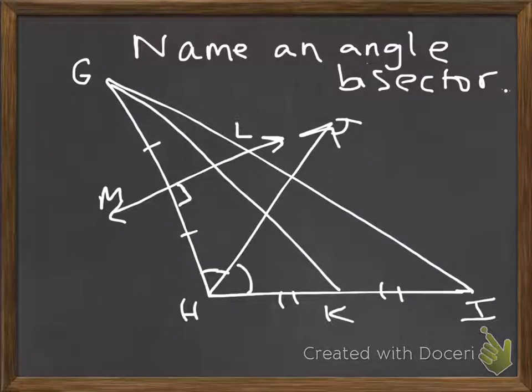Here, you're asked to find an angle bisector, so you're going to look at all three angles here. Angle G, angle H, and angle I. And you can see that one of them is split into two congruent parts. So that's going to be your angle bisector, which is HJ. And that's the bisector that's cutting angle H into two equal parts.